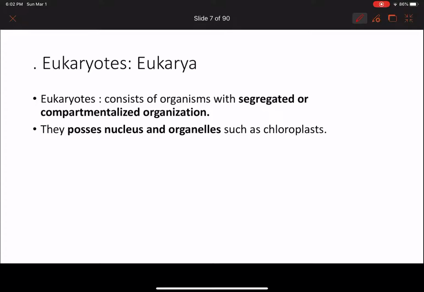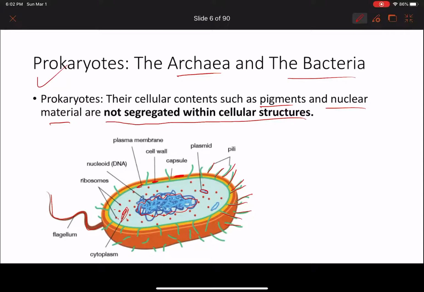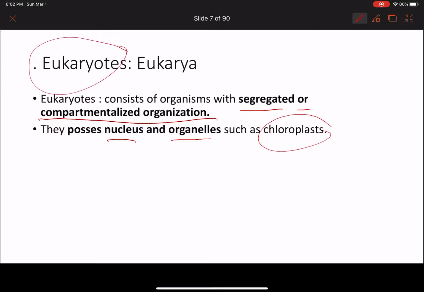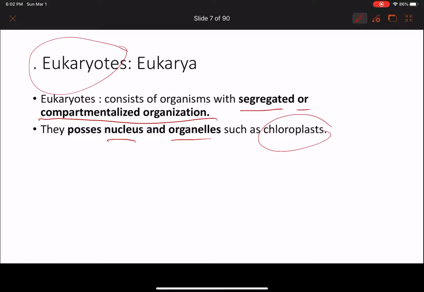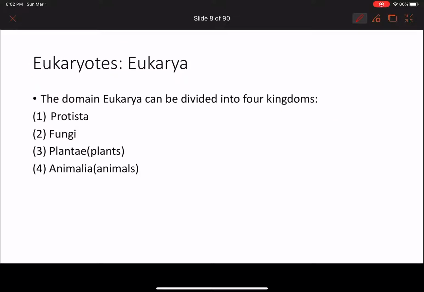The eukaryotes consist of organisms with segregated organization with compartments. They possess a nucleus and organelles, such as chloroplast. Remember we have prokaryotes and eukaryotes. Prokaryotes are not segregated within the cellular structures, the nuclear material and the pigments, while the eukaryotes are organisms with segregated or compartmented organization. The domain eukaryotes can be divided into 4 kingdoms: Protista, fungi, plants, and Animalia, animals.